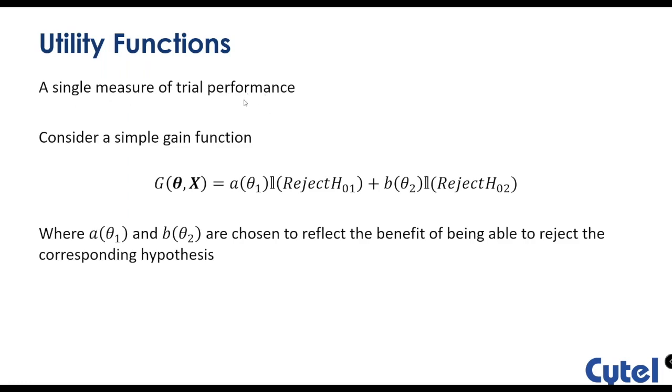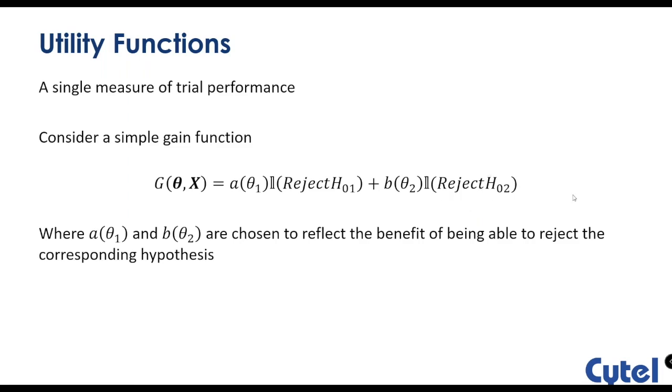So just another useful tool that comes out of this framework is defining a single measure of overall trial performance. So you'll note that within the two hypothesis settings, so one in population 1 and one in population 2, we essentially have two outcomes of interest. One is to reject the null hypothesis in population 1. The other is to reject the null hypothesis in population 2.